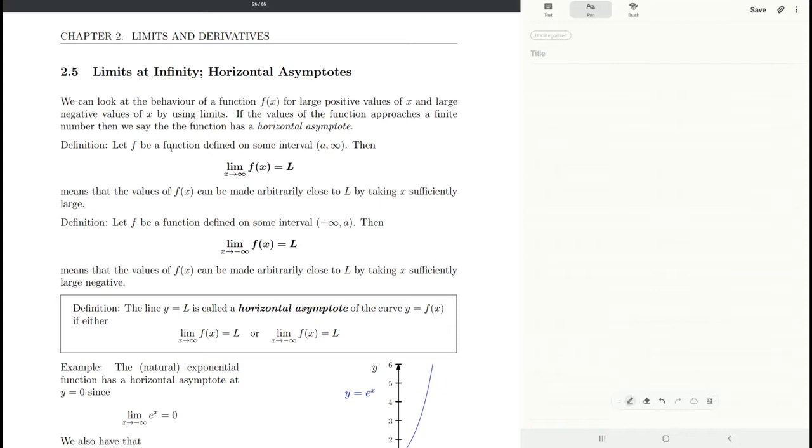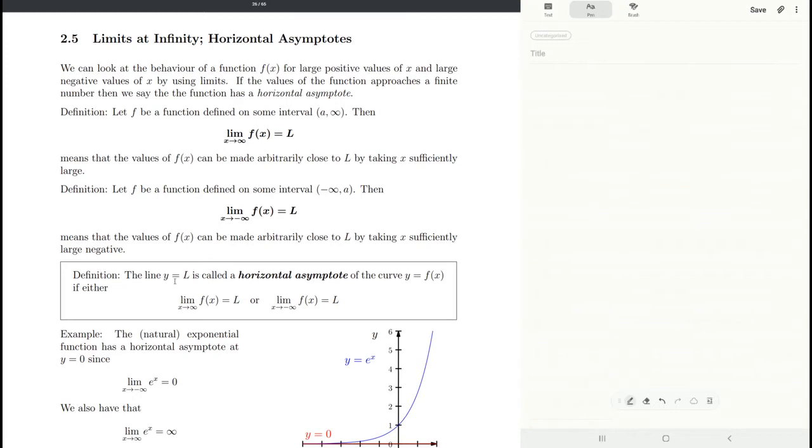So if a function is defined on an interval from a to infinity, then we write the limit of f of x as x approaches infinity to be equal to L if we can make the function arbitrarily close to L by taking x sufficiently large. Similarly, if a function is defined from negative infinity to a, then we write the limit of f of x as x approaches negative infinity to be equal to L if we can make our function arbitrarily close to L by taking x sufficiently large negative.